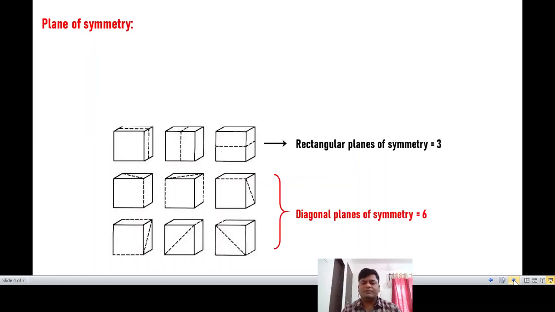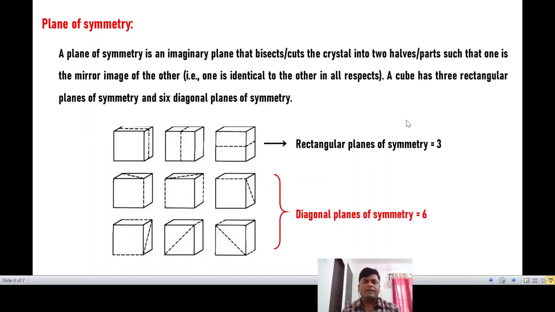Now coming to the plane of symmetry, it is an imaginary plane that bisects or cuts the crystal into two equal parts or halves, such that one is the mirror image of the other. That is, one is exactly identical to the other in all respects. A cube has three rectangular planes of symmetry, as shown over here in the first row, and then six diagonal planes of symmetry as shown over here.